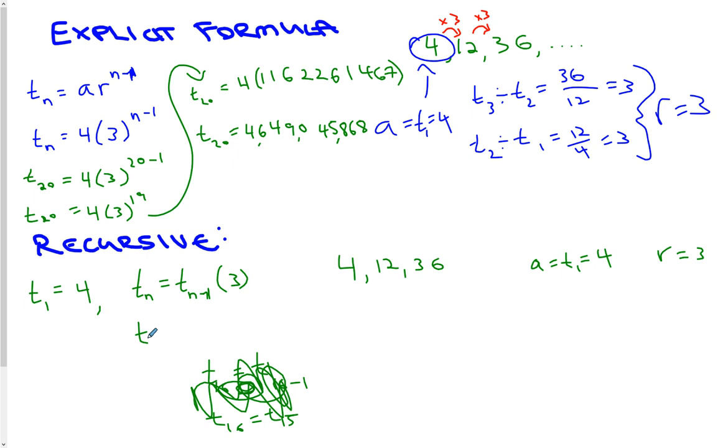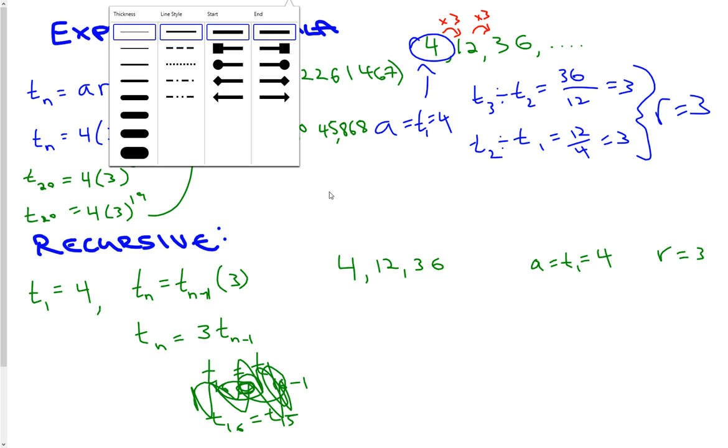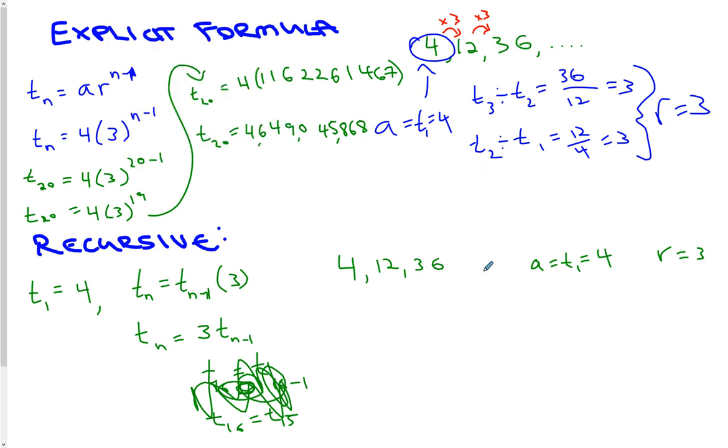Usually, though, we would write it like this. We'd write the 3 in front, because normally we put the coefficient in front. So 3 times the previous term. Okay, so let's say I can't find any term I want. I can't go and find the 20th term because you have to know the term before, and I don't know the 19th term.